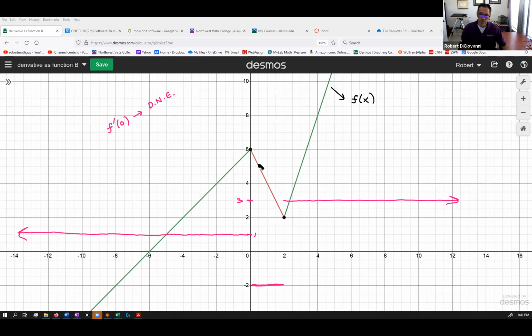Now, is that the only place where the derivative would not exist on this graph? It wouldn't exist at 2 either. Yeah, at 2 you have another corner there. So the derivative here at 2, we would say does not exist.